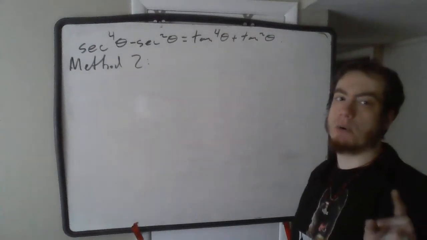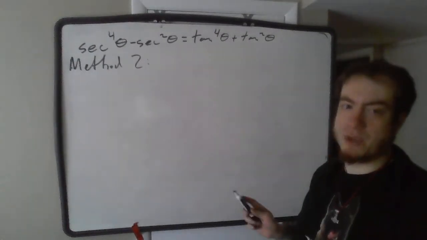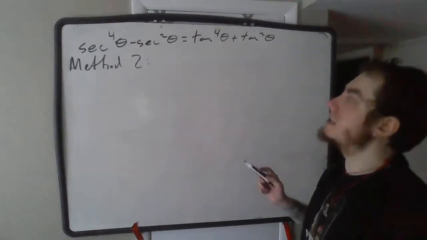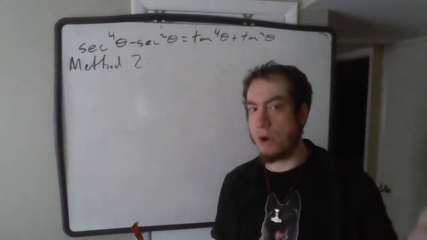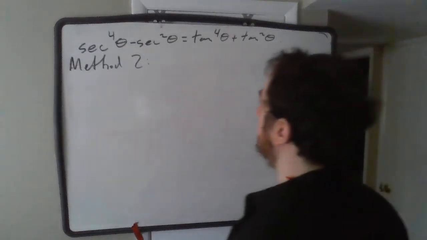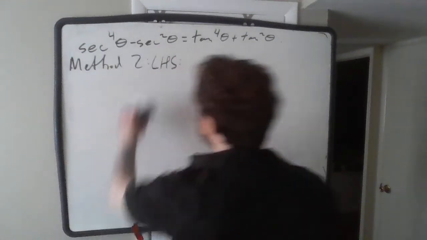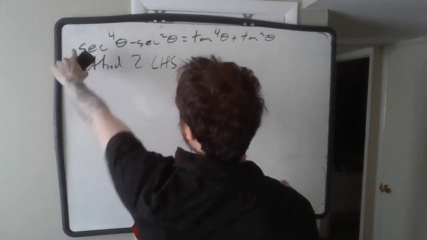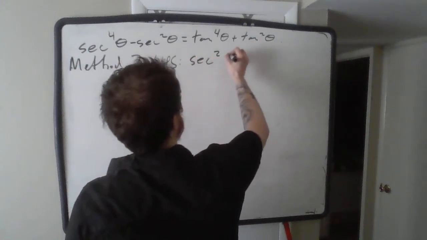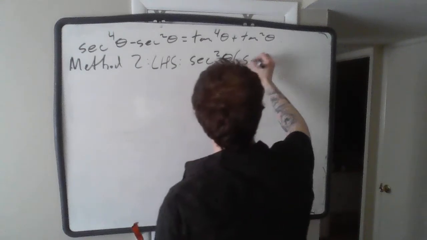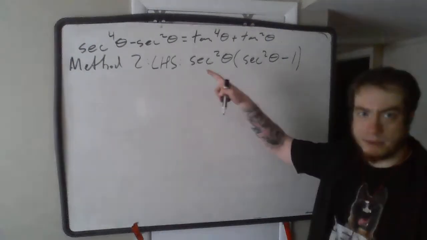The complication that we're going to get in this way, because there's always a trade-off, usually there is a trade-off between the different methods. The trade-off in this case is that we have to deal with secants and tangents instead of getting to just deal with sines and cosines. So method number 2, if I start on the left-hand side, I can factor out a secant squared. So I would get secant squared theta times secant squared theta minus 1 from the left-hand side.